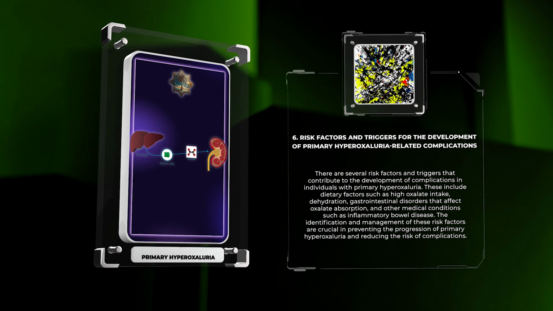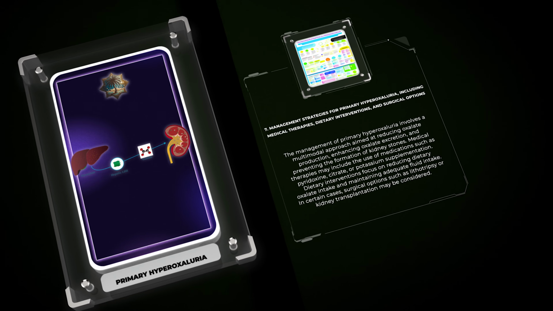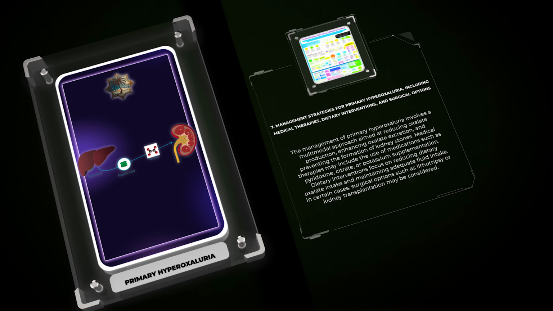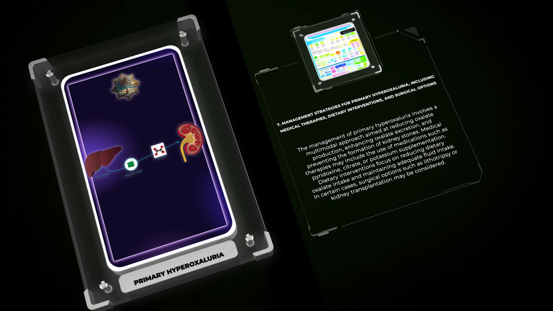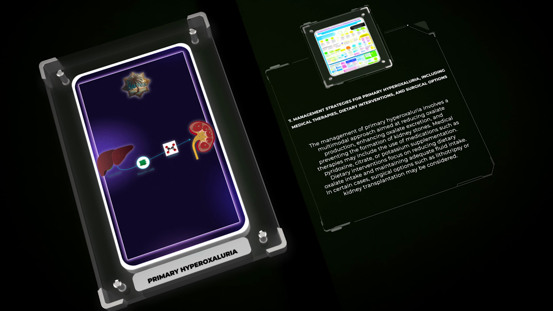The management of primary hyperoxaluria involves a multimodal approach aimed at reducing oxalate production, enhancing oxalate excretion, and preventing the formation of kidney stones. Medical therapies may include the use of medications such as pyridoxine, citrate, or potassium supplementation. Dietary interventions focus on reducing dietary oxalate intake and maintaining adequate fluid intake. In certain cases, surgical options such as lithotripsy or kidney transplantation may be considered.